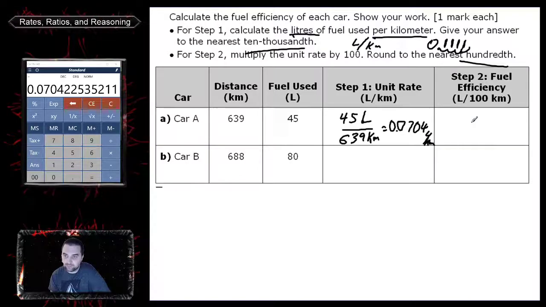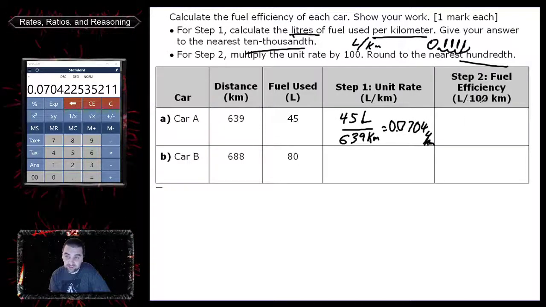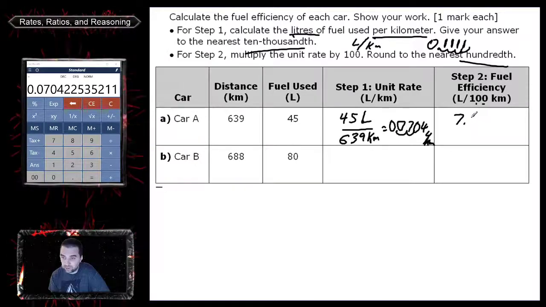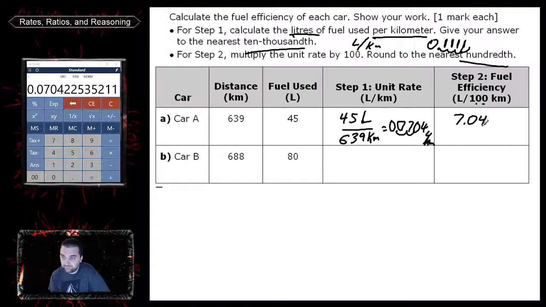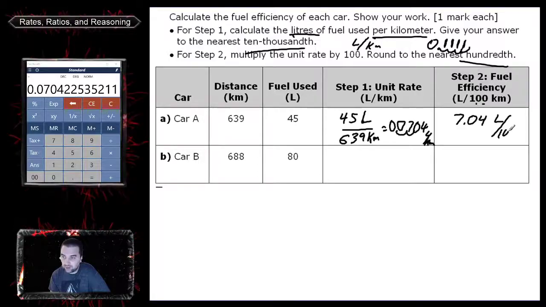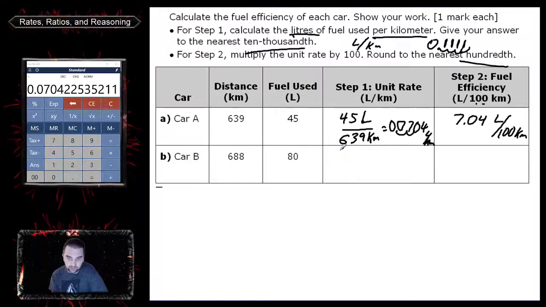I'm running out of space. If I'm multiplying it by 100, there are 2 zeros in 100, so I move the decimal place 2 spots. So it ends up being 7.04 liters per 100 kilometers. Okay, next one.